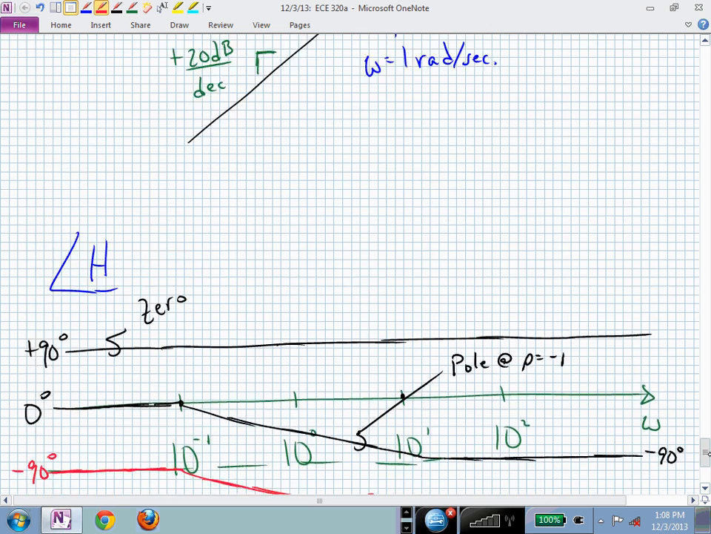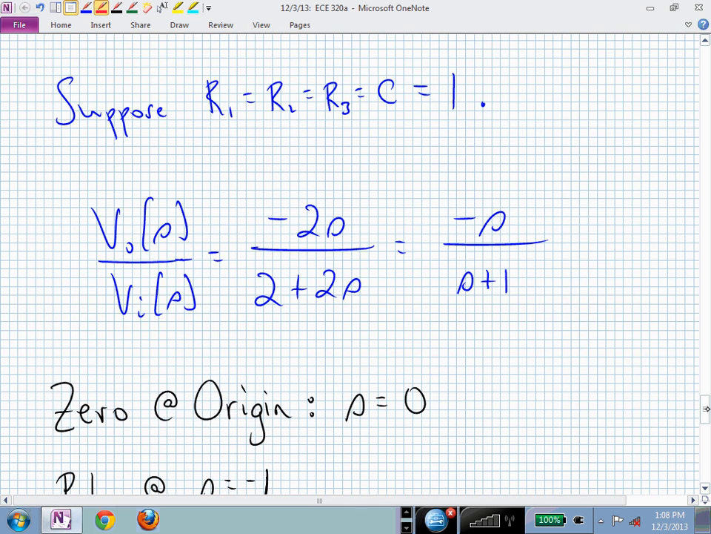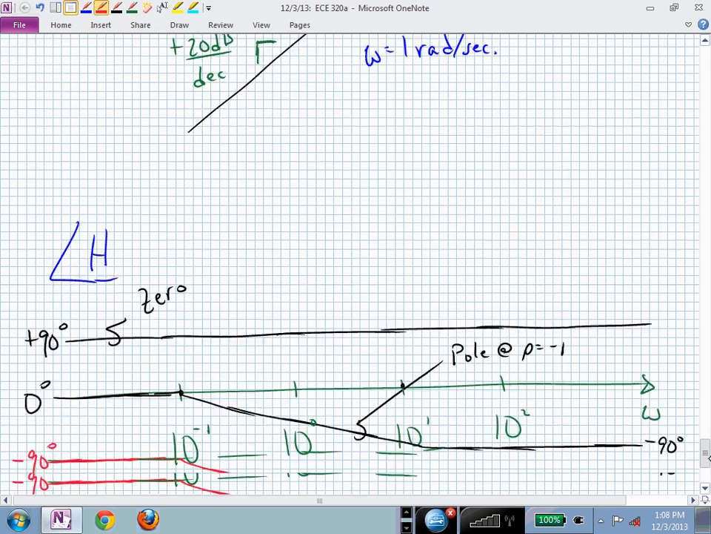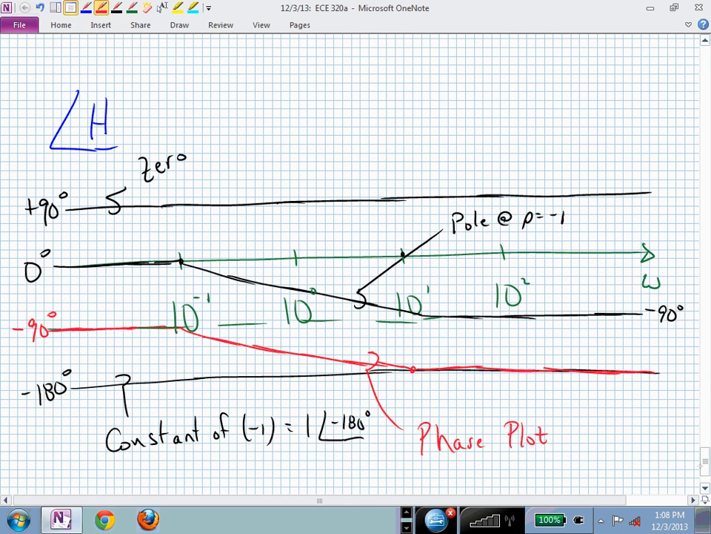If you go back here and you said, oh, I have a 0 and a pole, the 0 gives me plus 90, the pole gives me minus 90, so I would be at 0 other than that minus sign, and that minus sign gives me minus 180, so I should at high frequencies be at minus 180. This is now the magnitude and phase of that system with R's and C's equal to 1. And that system was an active filter.